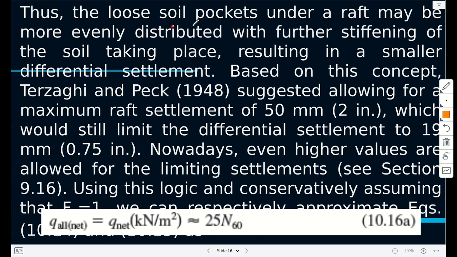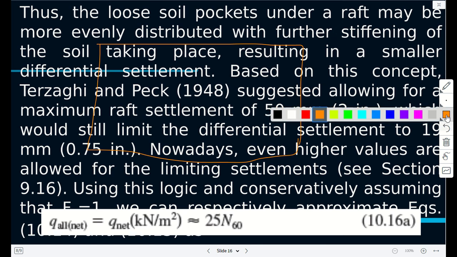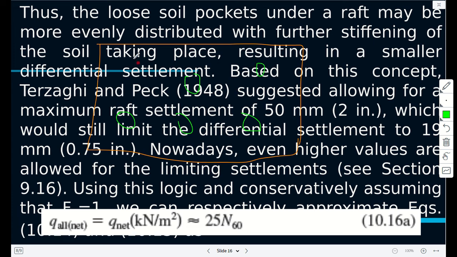So thus the loose soil pockets under the raft may be more evenly distributed, with further stiffening of the soil taking place, resulting in smaller differential settlement based on this concept. Just to explain this a little bit: if this is your soil, that's the plan of the foundation, and the soil is weak there, weak there, weak there, and weak there, and so on and so forth.